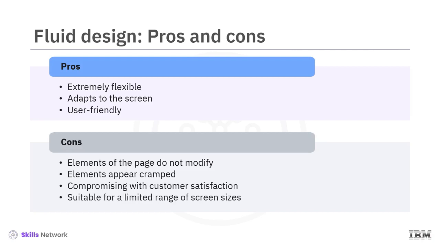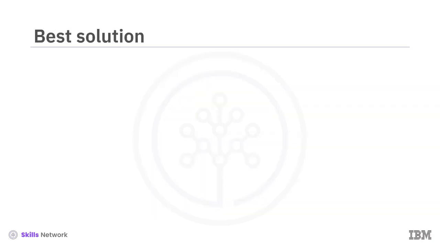Fluid design is suitable for users who view the site using a limited range of screen sizes, as the page's components remain the same. Determining which type of design works best for your website can be difficult. With so many similarities between adaptive and fluid design, how do you know which design best fits your website?